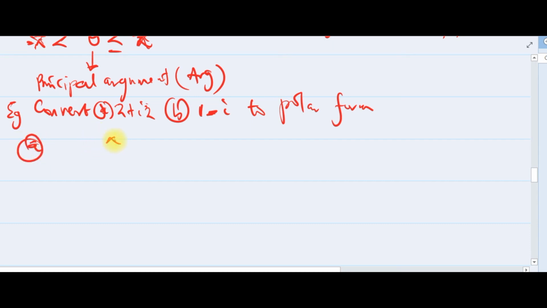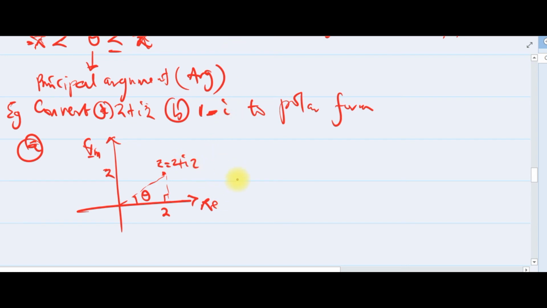So, drawing an Argand diagram for this. This is our real part, this is our imaginary part. So 2, 2. From here is our theta. So this is our complex number, z equals 2 plus i2.